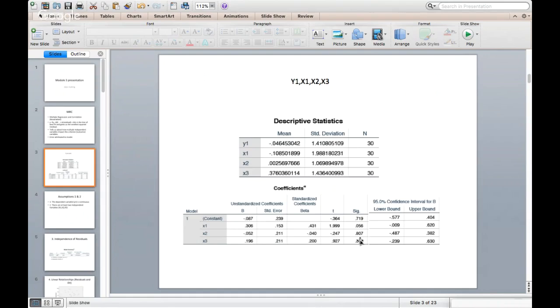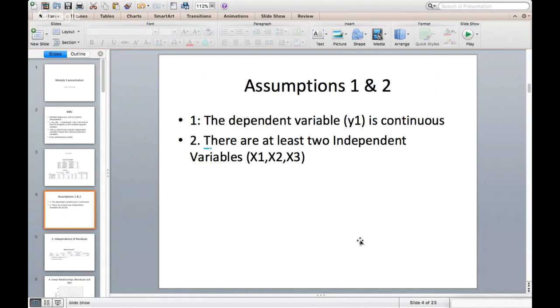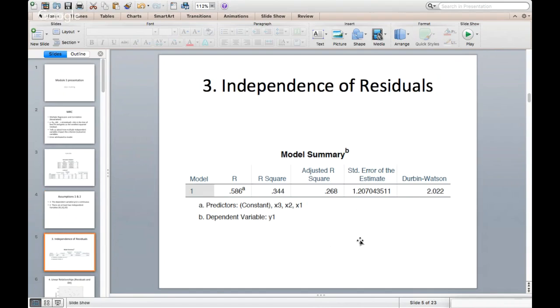Just to reiterate, the b's are slopes, so how much a change of one in the independent variable changes the dependent variable. Now the assumptions that we want to try not to violate for the MRC. Assumptions 1 and 2 are pretty self-explanatory. Now we get into the ones where we actually need to test.